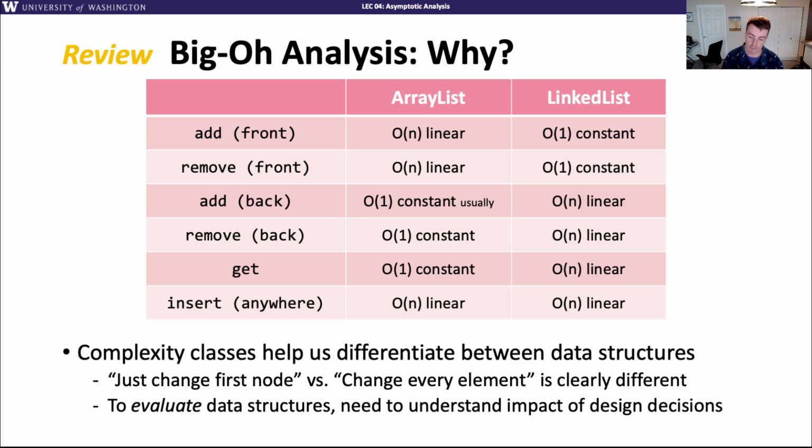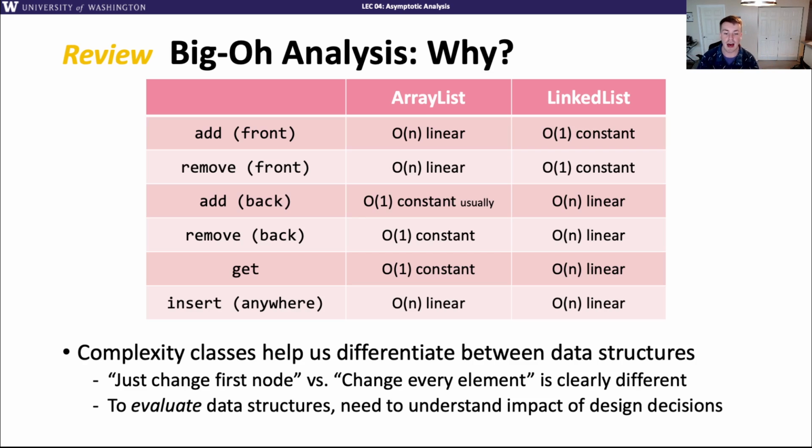And so far, I've been using a lot of hand-wavy notions where I say, well, for this data structure, you only have to change the first node, versus this other data structure, you have to change every element, which in English is clearly different, right? Changing the first node sounds a lot easier than changing every element. But if you ask me why that is the case, I'd be hard-pressed to give you an answer. So one of the things we're going to do, in our more formal approach, is come up with a definition of why changing the first node is more efficient than changing every element.